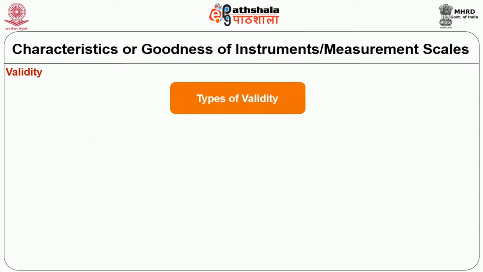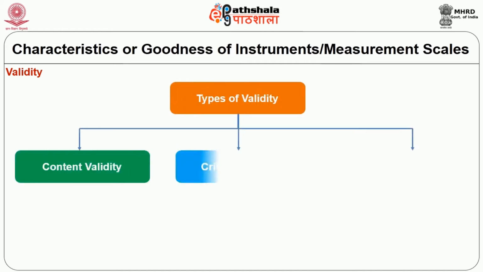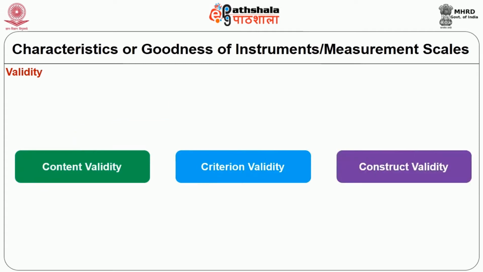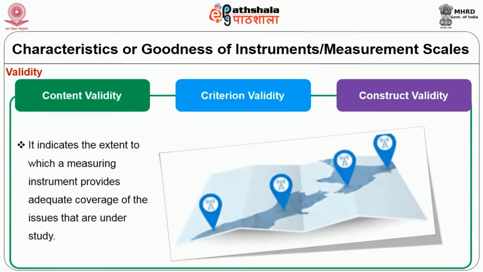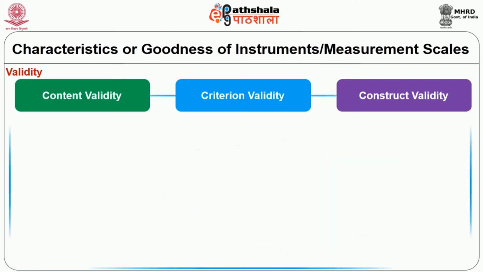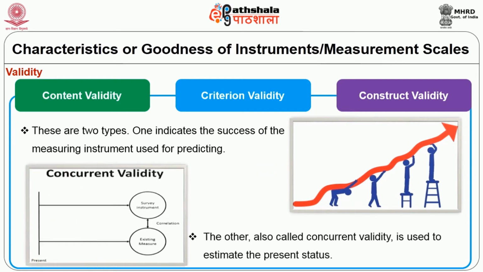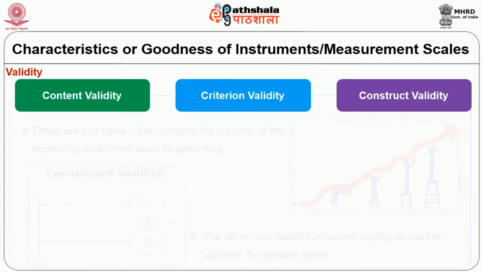Types of validity. There are three types of validity: content validity, criterion validity, and construct validity. Content validity indicates the extent to which the measuring instrument provides adequate coverage of the issues that are under study. Criterion validity has two types. One indicates the success of measuring instrument used for predicting. The other, also called concurrent validity, is used to estimate the present status.